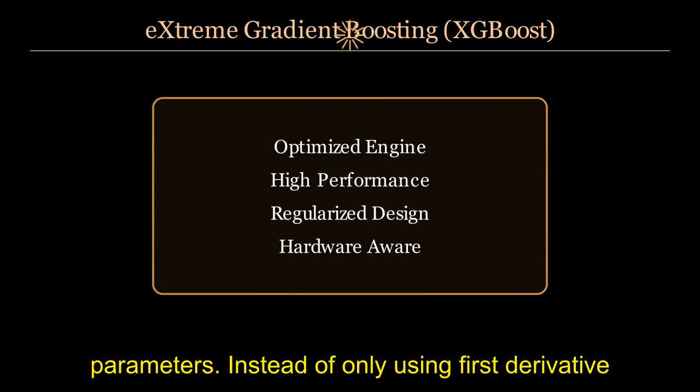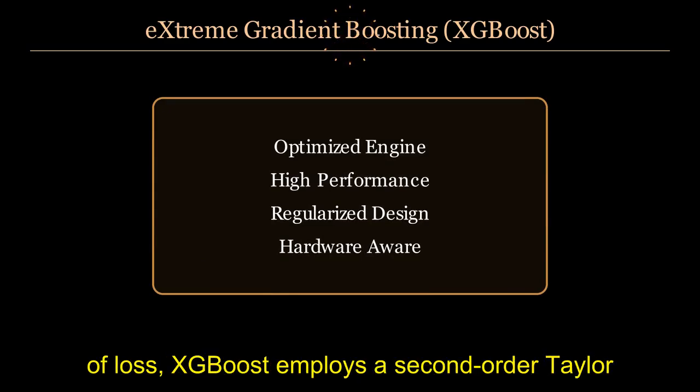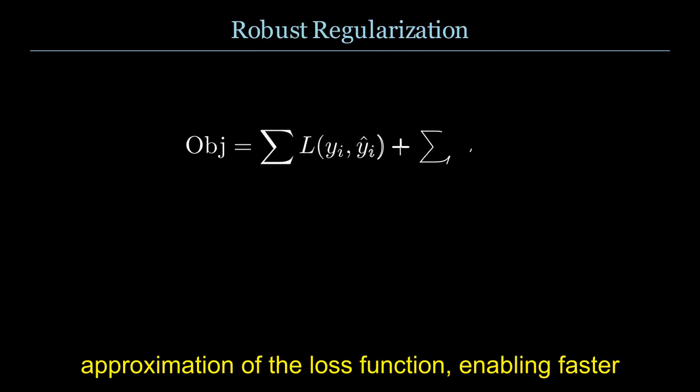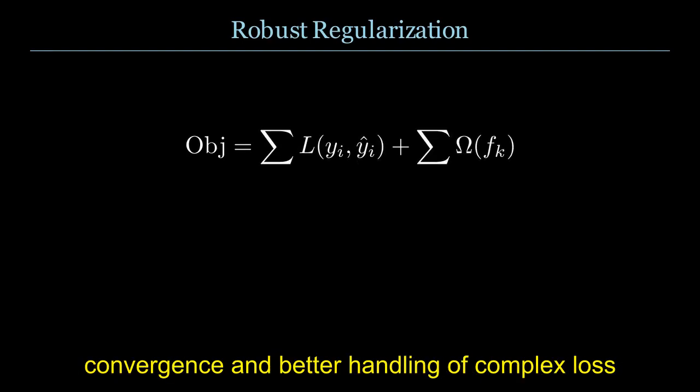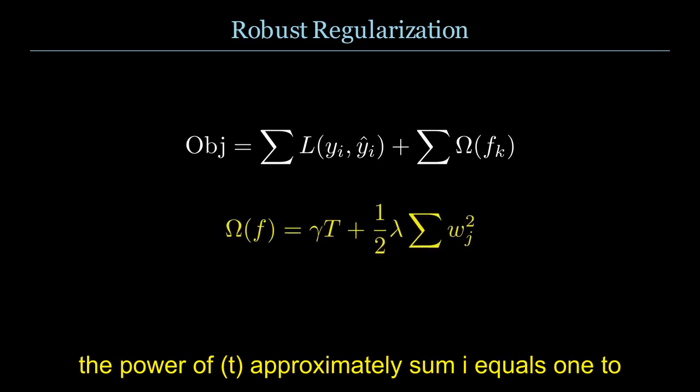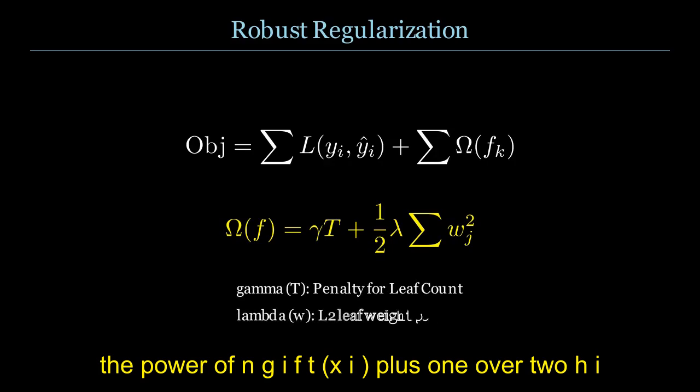Instead of only using the first derivative of the loss, XGBoost employs a second-order Taylor expansion. This means it considers both the first derivative, g_i, and the second derivative, the Hessian, h_i. This provides a more precise approximation of the loss function, enabling faster convergence and better handling of complex loss functions. The expanded objective looks like obj^(t) ≈ sum from i=1 to n of [g_i f_t(x_i) + 1/2 h_i f_t²(x_i)] + Ω(f_t).